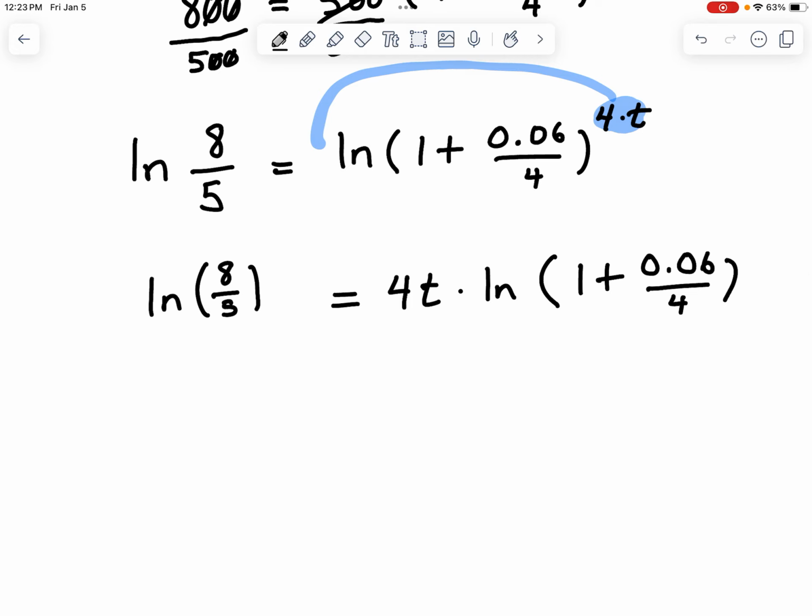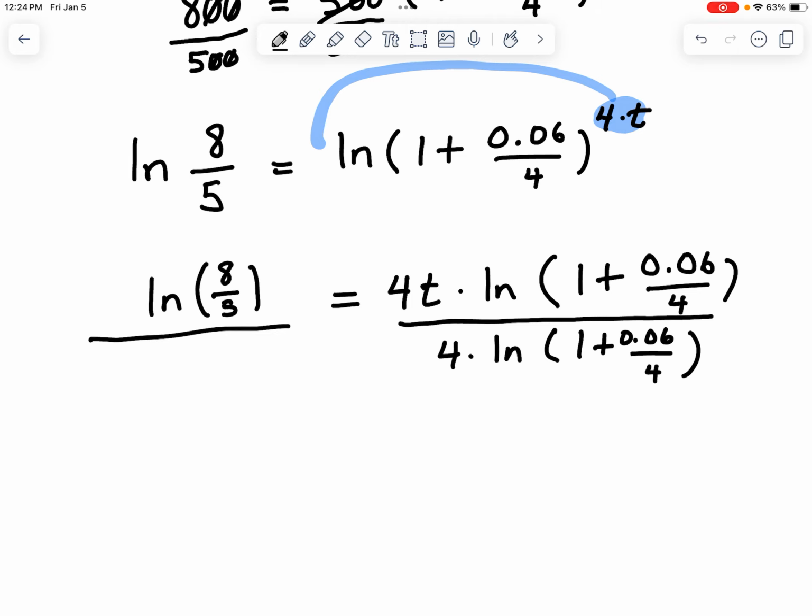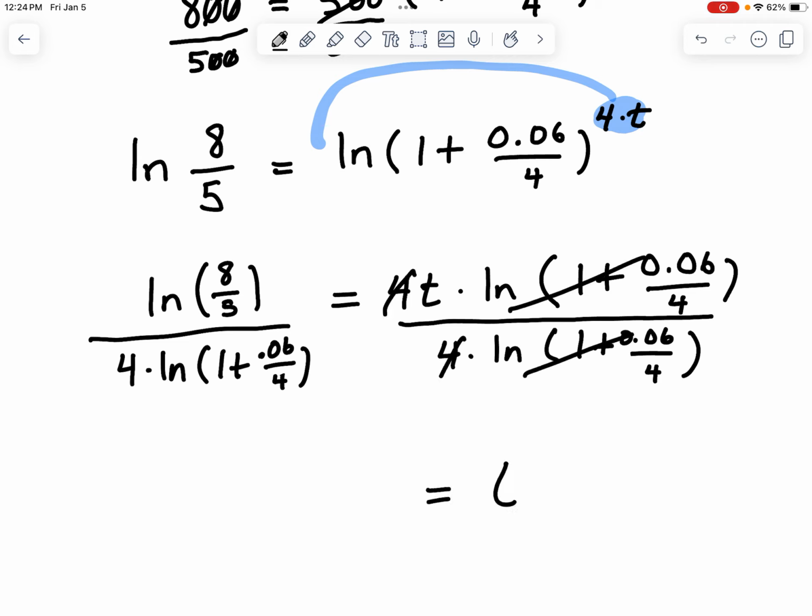And then the last thing to do to solve for t is divide. So divide by a 4, and also the natural log of 1 plus 0.06 divided by 4. And on this side, also divide by 4 and the natural log of 1 plus 0.06 divided by 4. The 4's cancel, the logarithms cancel, so on the right side, all there is the t. And then, you guessed it, it's time to use the calculator.